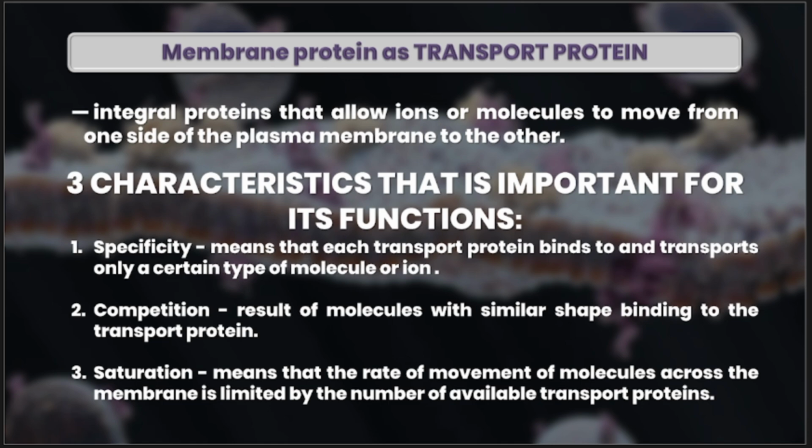In fact, there are three characteristics that are important for its function. Number one would be specificity. It means that each transport protein would only bind to a specific type or a certain type of molecule or ion. At the same time, competition. This would mean the result of molecules with similar shape binding to the transport protein. And we also have saturation. It means that the rate of movement of molecules across the membrane is limited by the number of available transport proteins.